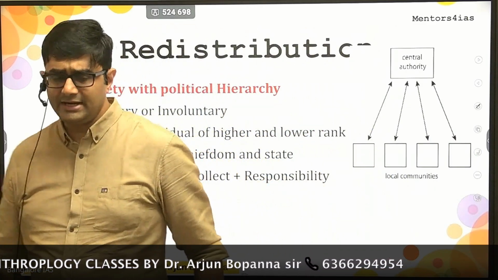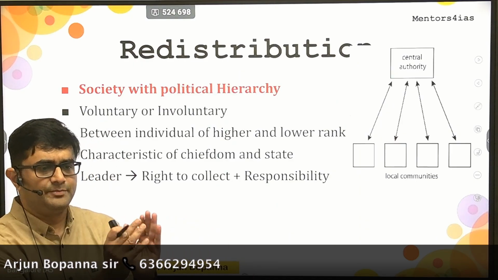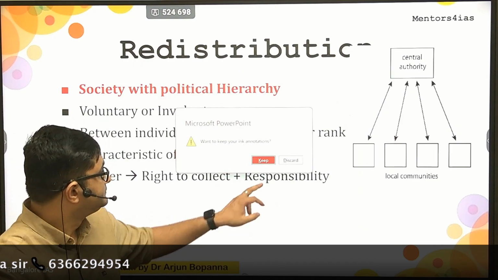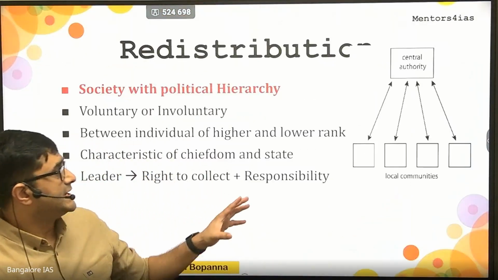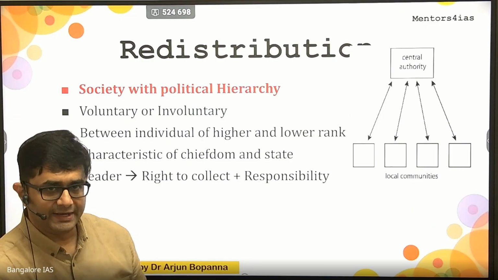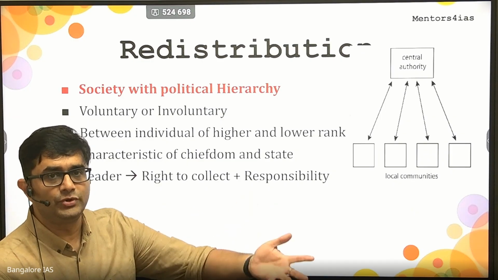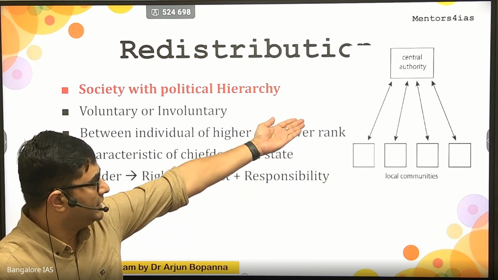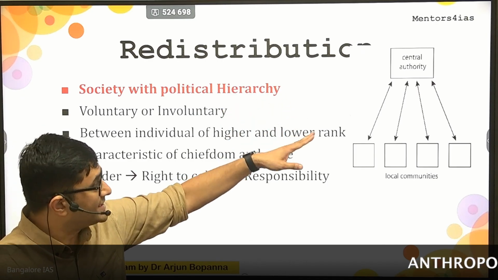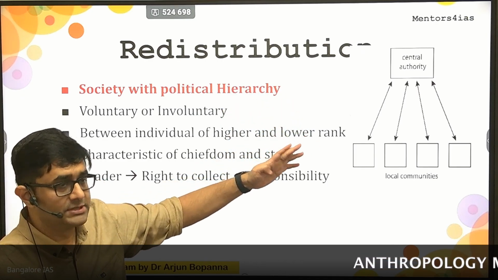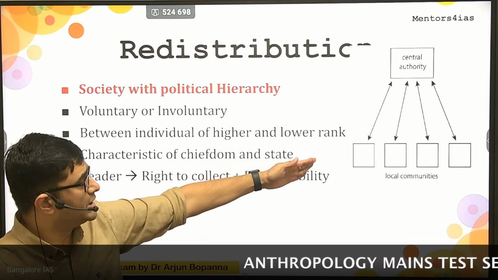The next one is redistribution. Redistribution is very simple. What is redistribution? There is a power center which collects all the resources, and then this is distributed among other members of the society. As you can see over here in the diagram, the local communities give tribute, taxes, whatever, to the central authority. The central authority, instead of keeping it with themselves, redistributes it among the local members.